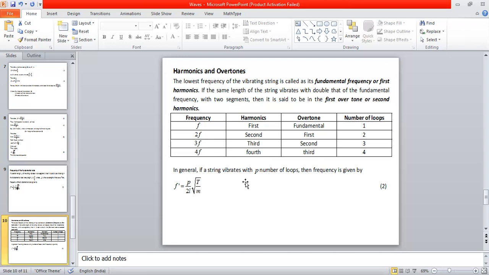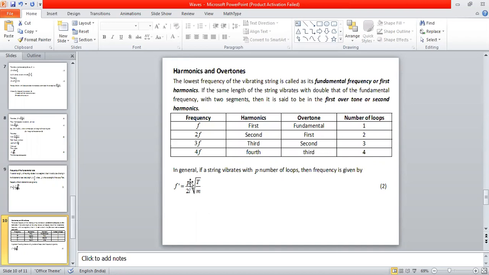So in general, ನೋಡಿ ಕೆಳಗಡೆ ಬರ್ತಿದ್ದೀನಿ, if the string is vibrating with p loops, n ಅಂತಲ್ಲ p ಅಂತ ತಗೊಂಡಿದ್ದೀನಿ, p may be 1, 2, 3, 4, 5, 6 ಏನಾರು ಆಗಿರಬಹುದು, then the frequency is given by f dash is equal to p by 2l into square root of T by m. For example, p is equal to 1 ಹಾಕಿದ್ರೆ it becomes fundamental note or first harmonic. So frequency f dash becomes the same as here.